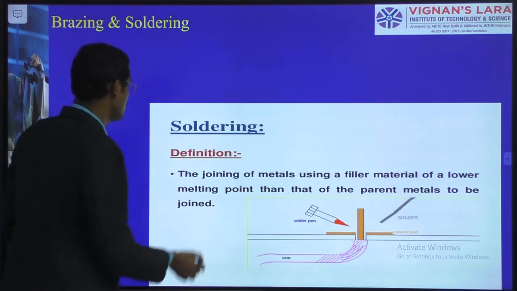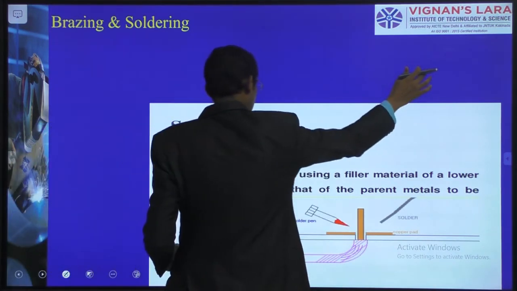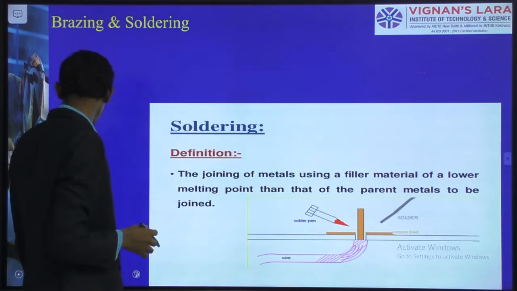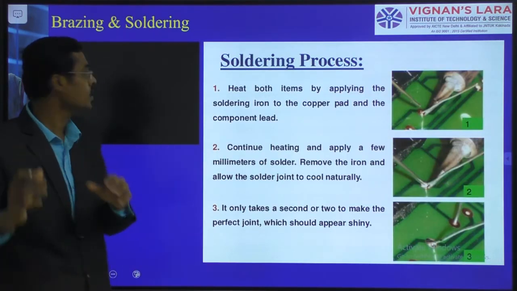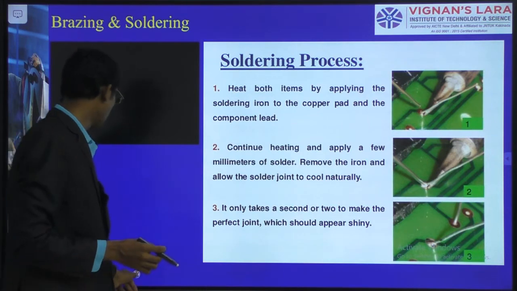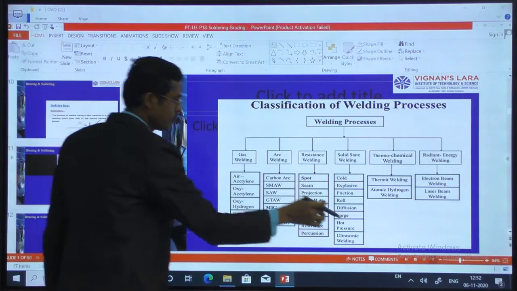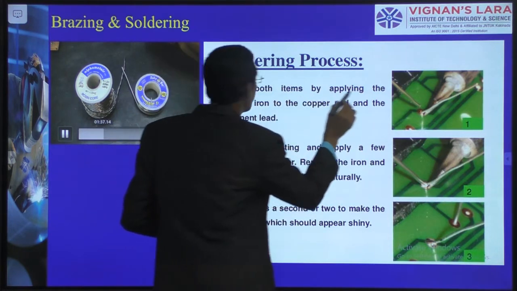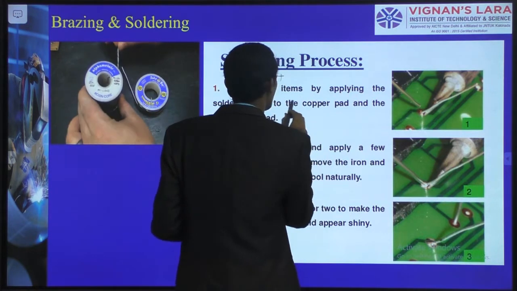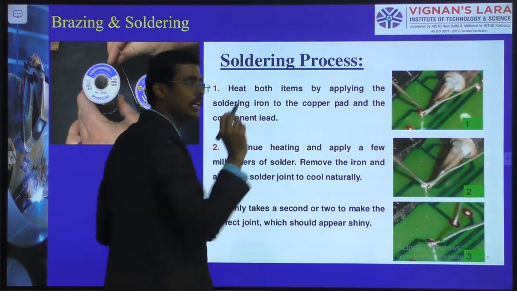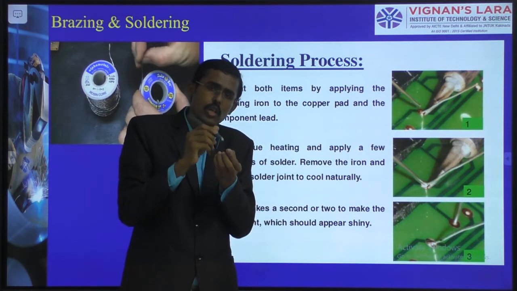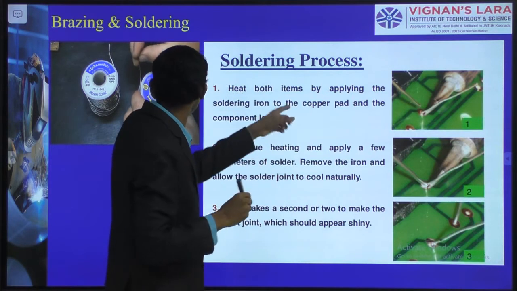Soldering is a process of joining metal using a filler material with a lower melting point than the parent metal to be joined. Now I am coming to the steps of how we can do this process. Heat both items by applying a soldering iron to the copper pad and component lead. First we heat the filler wire, which is going to fill the gap by capillary action.